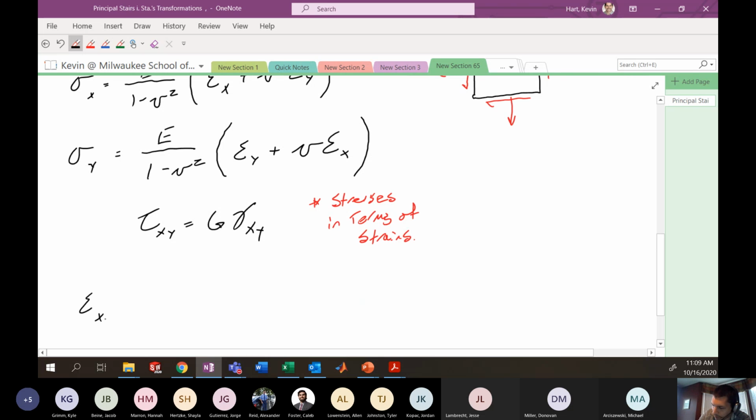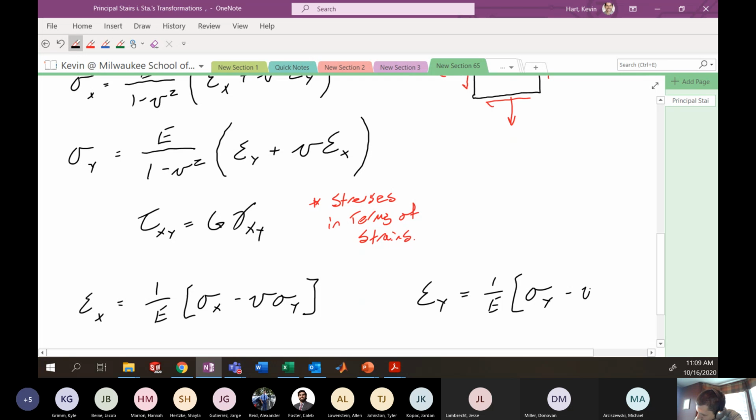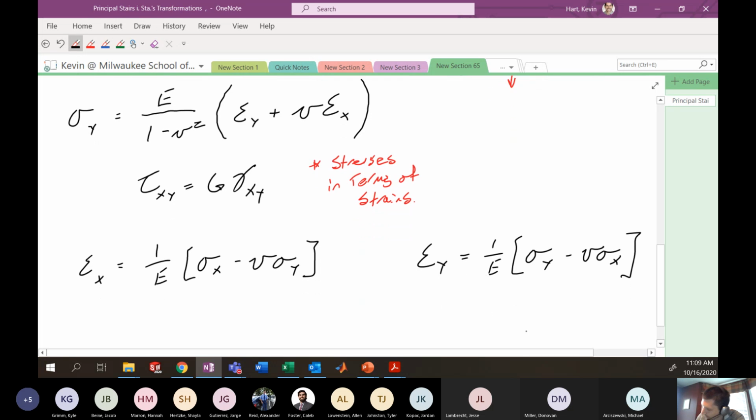So with that, you'd have something like epsilon x is equal to 1 over the elastic modulus E, times sigma x minus nu sigma y. Similar for strain in y. And also, your shear strain is just going to be your shear stress divided by the shear modulus G. So this would be strains in terms of stresses, the other way around. Okay, and this is your two-dimensional Hooke's law.